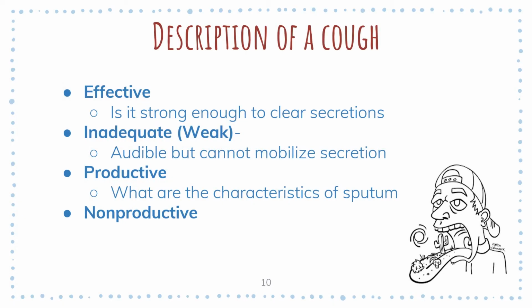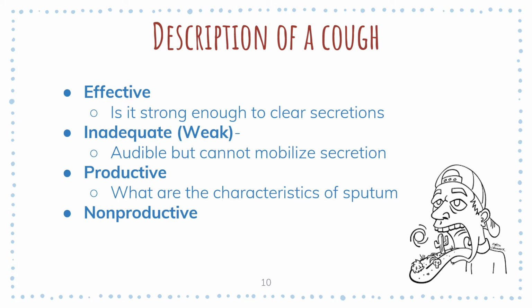And then again, back to whether it's effective or not. These are actually things that we chart. If they have an effective, productive cough, if it's productive, then it's probably effective. If they have a weak cough, an inadequate, ineffective cough, you can hear the secretions in there, but they cannot mobilize them. So that's definitely an area where we would intervene, and we have different tools to help with that.